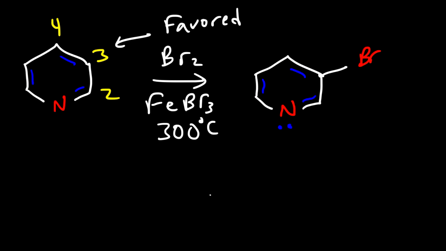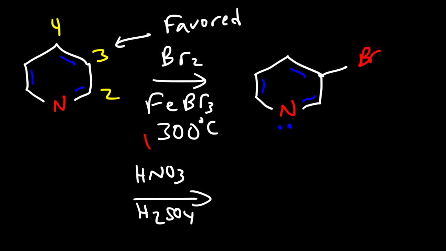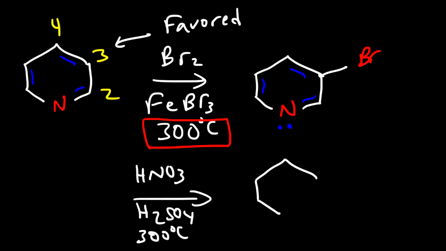Likewise, let's say if we take pyridine and react it with nitric acid and sulfuric acid. So this is aromatic nitration. Now we need to increase the temperature because room temperature is not enough. And so to get this going, we're going to heat it to 300 degrees Celsius. And so the end result is pretty straightforward. We're going to add an NO2 group to carbon 3. So our final product will look like this.